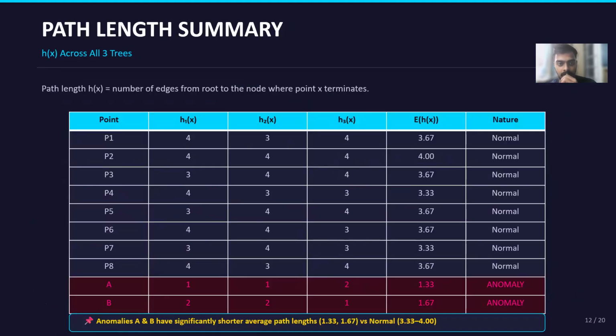And let's look at the path length summary with the dataset we used earlier. Look at all the averages. Normal points have path lengths of about 1.33 and point B around 1.67. The difference is what drives the anomaly detection.